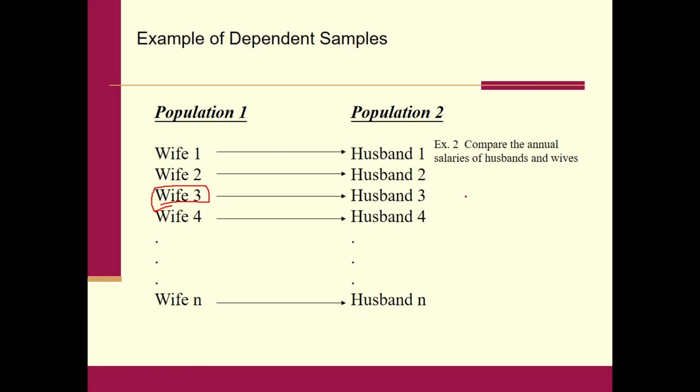So if you have one and only one natural pairing going on, and so wife one has exactly just one person to be compared to in population number two, that would be husband one, and wife two has only one person to be compared to in population number two, husband two. We have dependent samples. All right.